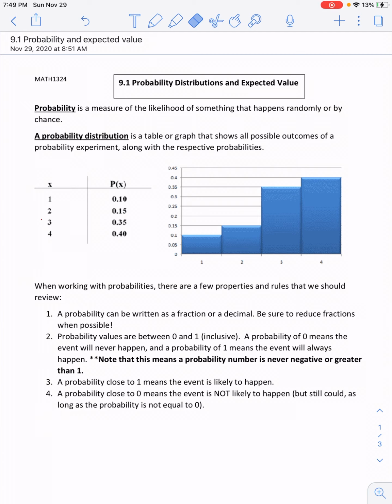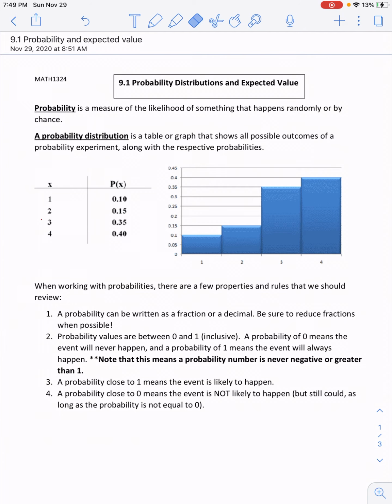If it is 0, that means the event will never happen. And then a probability of 1 means it will always happen. If it's close to 1, it means it's pretty likely, like 0.9. You've got a 90% chance of that happening. That's pretty likely. And then if it's close to 0, it means it's not likely to happen. You've got a 1% chance this is going to happen. That's not a lot, right?